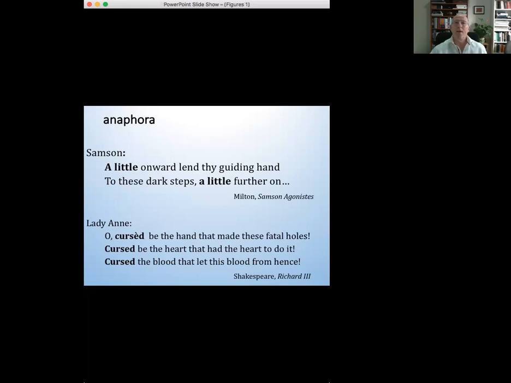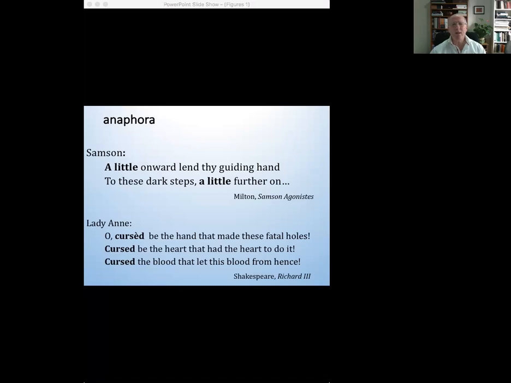So here's the first figure. The first figure is from Milton's Samson Agonistes, a dramatic poem that begins like this: "A little onward lend thy guiding hand to these dark steps, a little further on." The blind enslaved Samson speaking in this way.